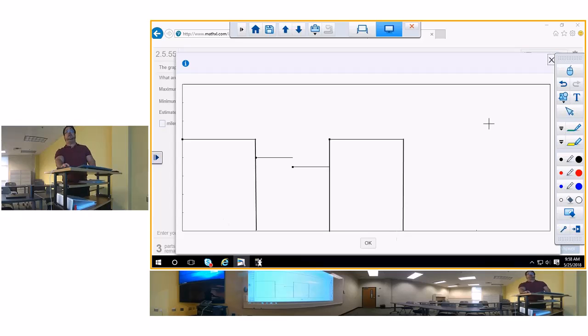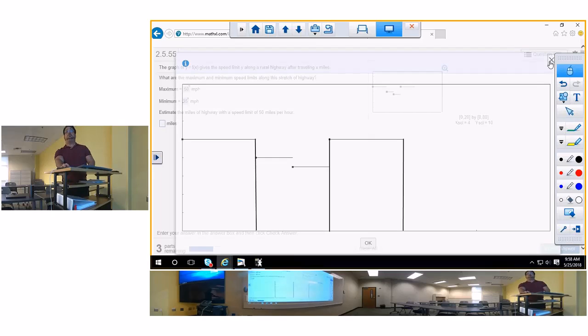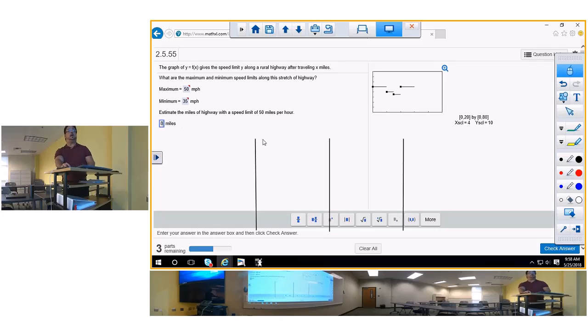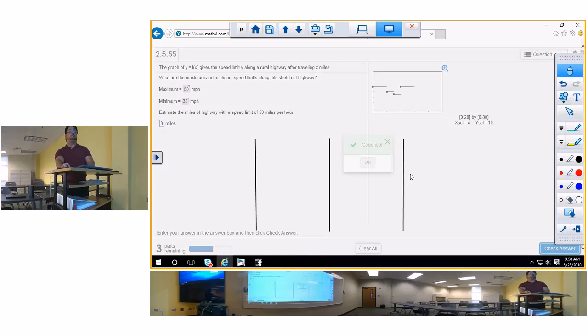But again, we know it's one hash mark and one hash mark. All right? So the X scale, one tick mark is 4 miles. So 4 miles here and 4 miles here is 8 miles. So you would type in 8 and check answer. And you feel good about yourself. So you don't have to put smokestacks on your truck.